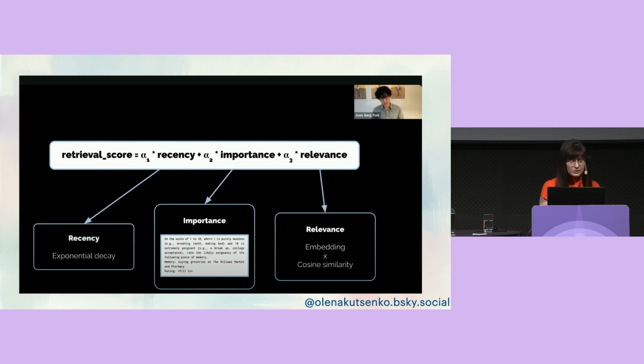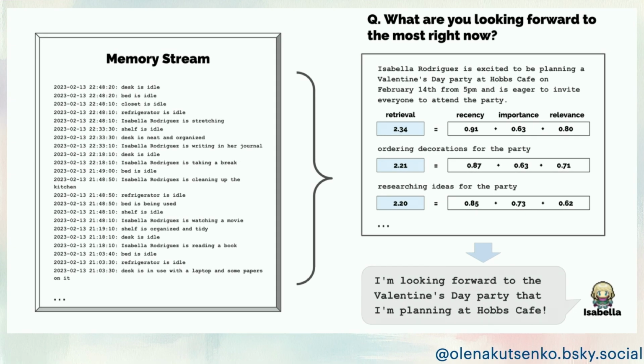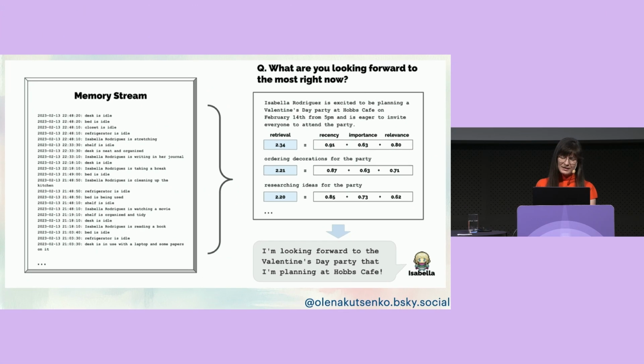So they were using this retrieval score, which is based on recency, importance, and relevance to the current situation in which the villager is. And based on that score, they were deciding what Isabella is thinking and perceiving. So here she says, I'm looking forward to the Valentine's party that I'm planning at Hobbs Cafe. The funny situation is, I think that the day they are imitating is in July. I'm not sure how come Valentine's Day happened in July, but that's, I guess, a different reality.